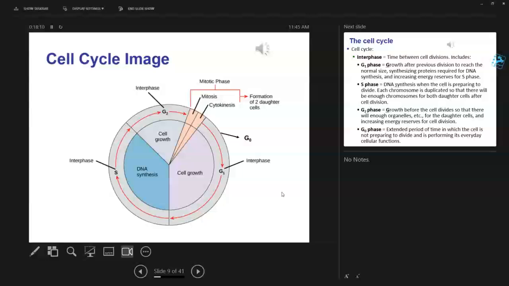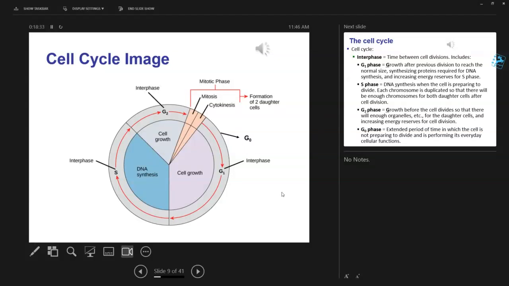The cell cycle can be divided into two parts. Interphase, so this is all interphase, all except for this little part here, called the M phase or mitotic phase. Mitotic means cell division. So this is when the cell is dividing, and this is the rest of the stuff.